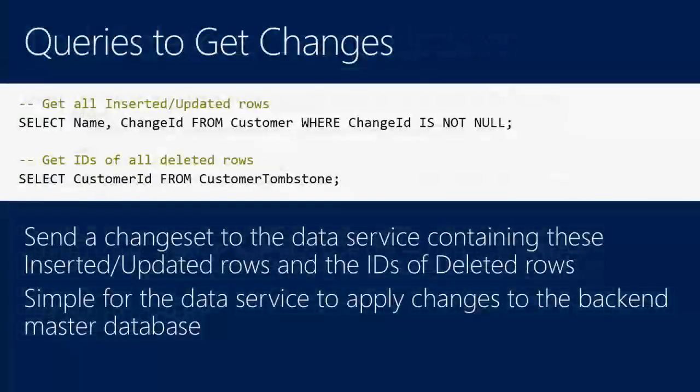And then if you want to know what's changed, it's 2 simple select statements. Select name, change ID, whatever columns you want, from customer where the change ID is not null. And if you want to find out what's been deleted, you just select all the rows from customer tombstone.